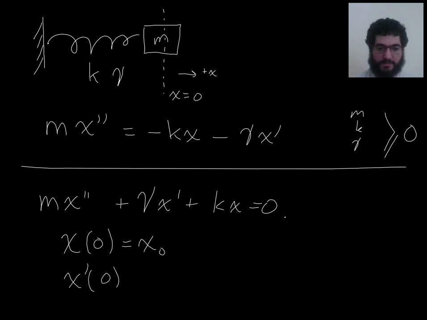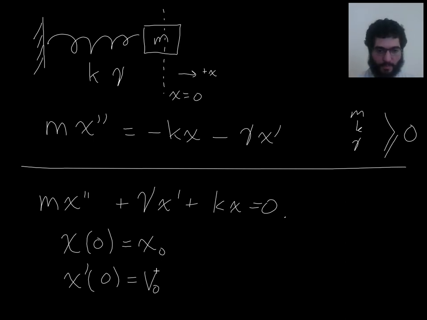And then x prime of 0 equals some choice of v naught. So this would be 0 if you just held it outstretched and then let go. So you released it from rest, released it while it was initially not moving at all. Then the initial velocity would be 0. But if you gave it a kick, so maybe if you stretched it by a certain amount, x naught, and then after you stretched it, instead of just letting go, you gave it a push, then you would be granting it an initial velocity.